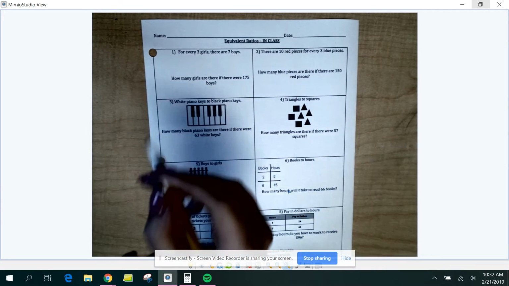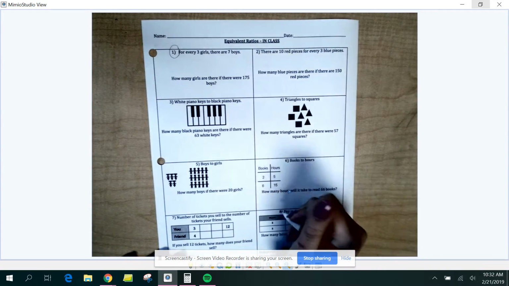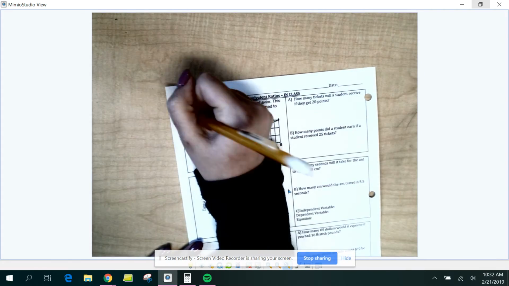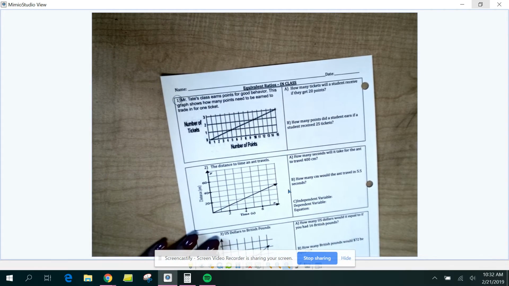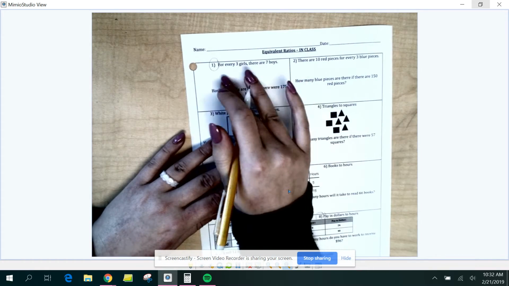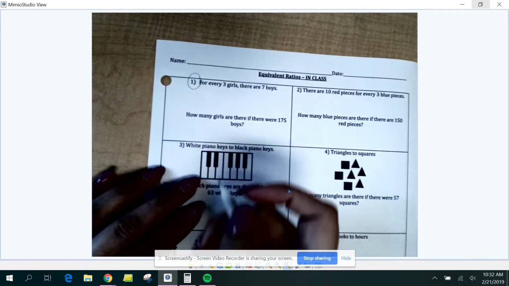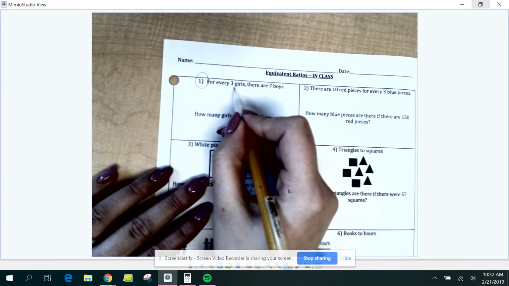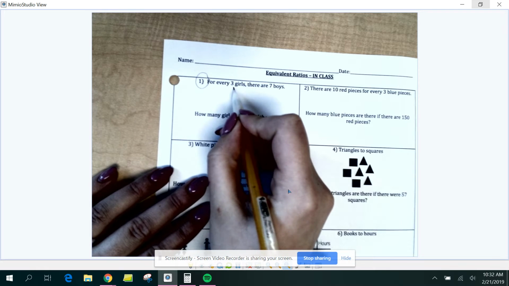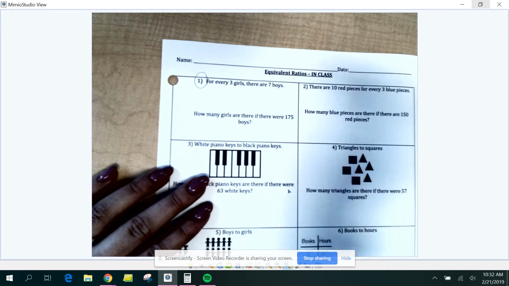So I'm going to do number 1 with you, number 8 with you, and then number 1 on the back with you. Okay, so 3 different examples of how that can work and how we're going to solve them. So for number 1, we're going to first look at our starting ratio. For every 3 girls, there are 7 boys.